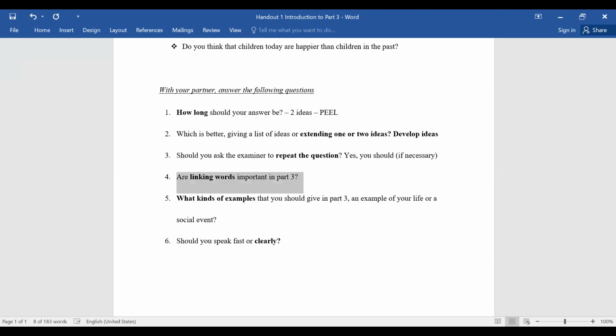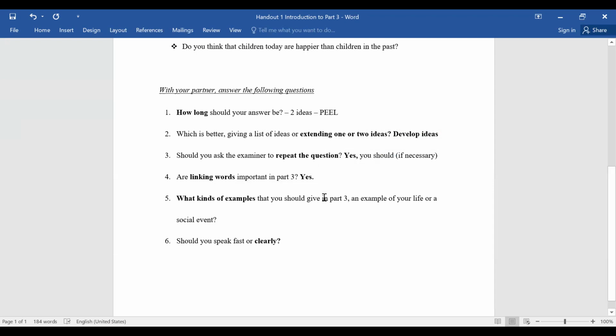Question number 4. Are linking words important in part 3? I would like to discuss this question with Ching Tu. Tu, please. I think yes, linking words are very important. Yes, exactly. And why? Why are linking words even more important in part 3, you think? Because it helps the answer become more lengthy and more logical and more coherent, right?